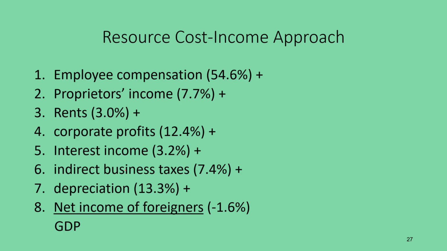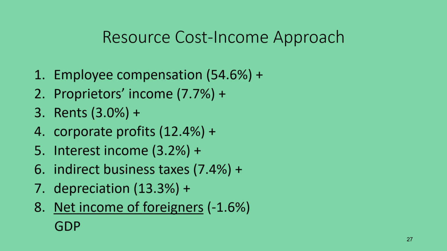The reason why is that there's a lot more people from other countries earning money in the United States than there are U.S. citizens earning money abroad. But it's often the case that the money that U.S. citizens earn abroad is more per person than the money that foreigners are earning within the United States. So it kind of balances out a little bit to the point where this number is usually incredibly small, or a small part of the resource cost income approach. So you add all that together and you get this calculation for GDP.